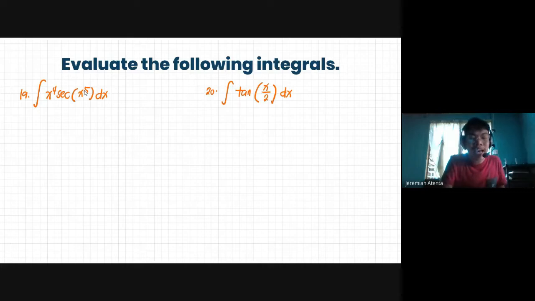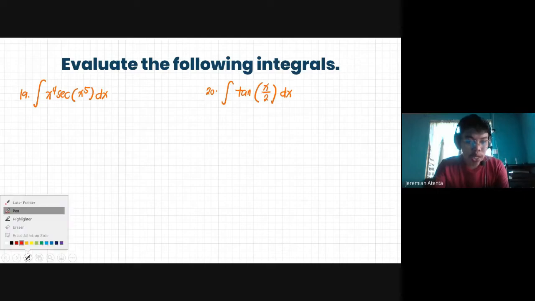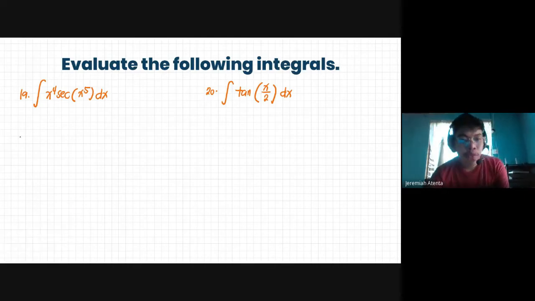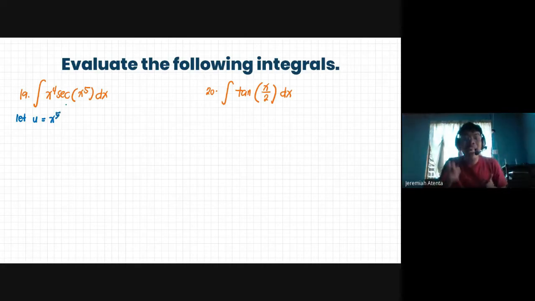Now, do we see something almost the same as 5x to the power of 4? Yes or no? Is there? Yes. That is x to the power of 4, right? So therefore, for this problem, it is better if we are going to let u be equal to x to the power of 5. Because if that's the case, x to the power of 4 will come out in its derivative.